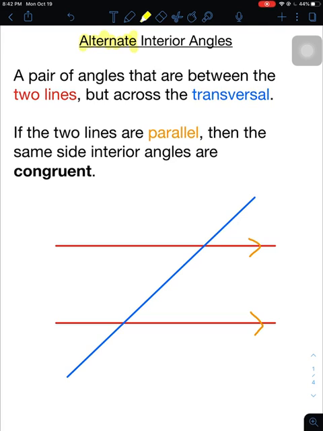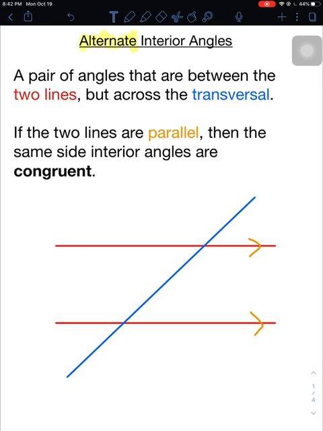So let's look at this definition. The definition says, a pair of angles that are between the two lines but across the transversal. So kind of like when I had to move my car from one side of the street to the other side of the street. All right, so that was the definition.